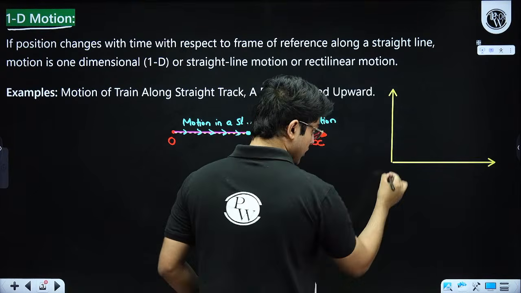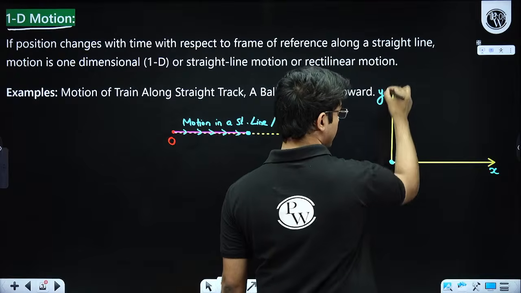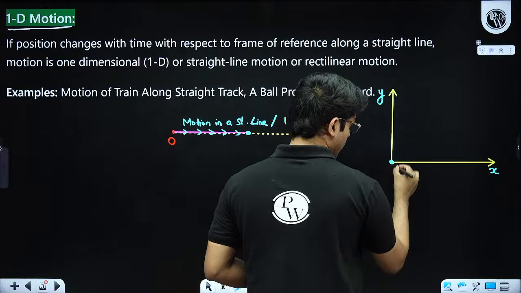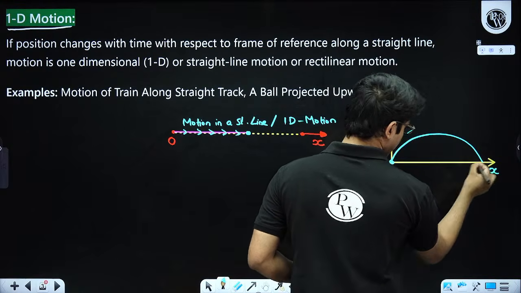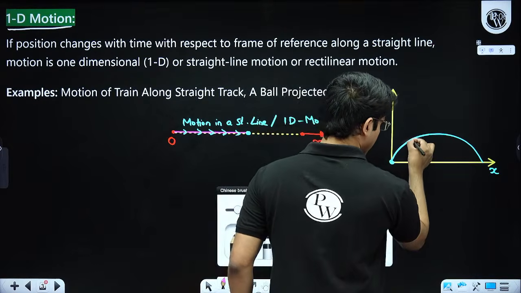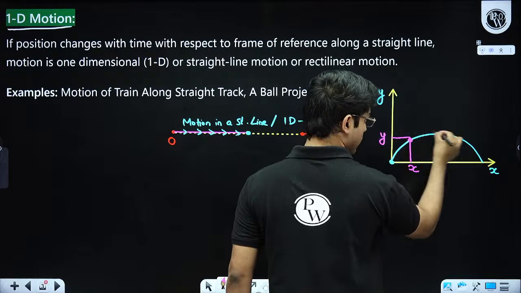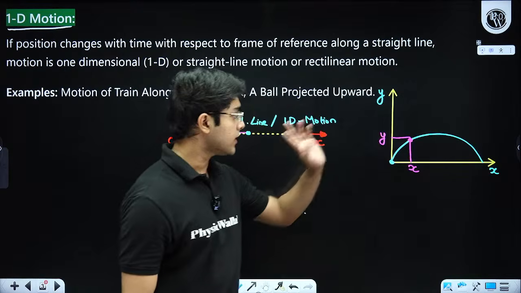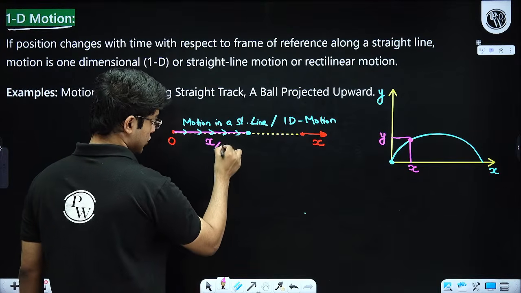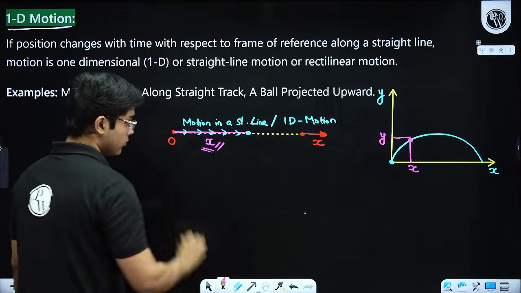So in projectile motion, motion happens in the xy plane. If this is the y direction, this is the x direction, we throw the ball something like this, and the motion looks something like this. So here motion is happening in two dimensions. Both the x coordinate and the y coordinate of the particle keep on changing with time. So this is an example of a 2D motion. This is an example of a 1D motion where only the x coordinate will change with time. As the particle moves along the x-axis, only the x coordinate will change.